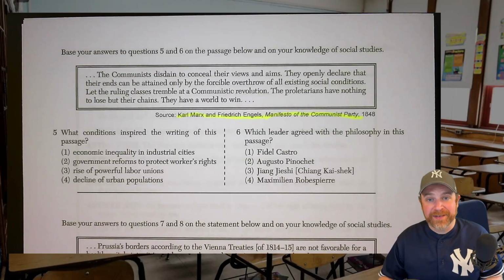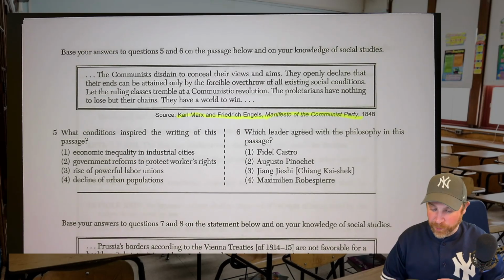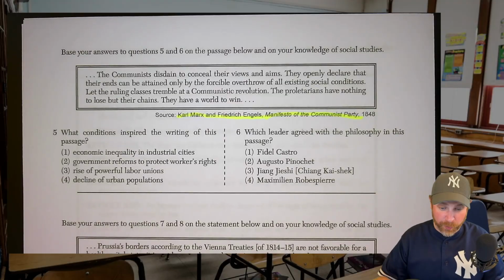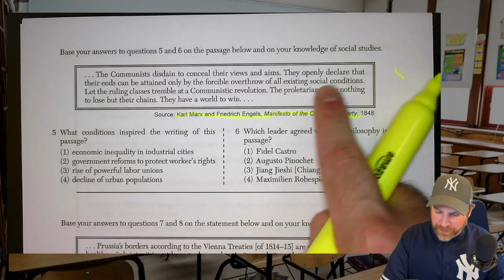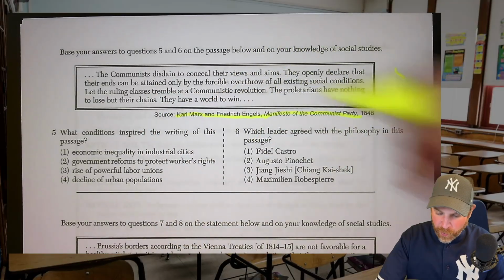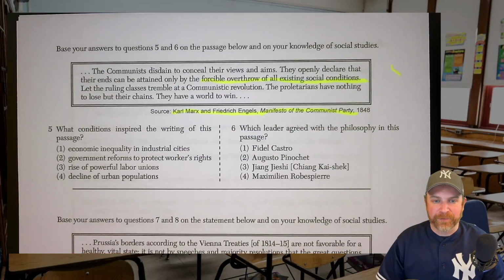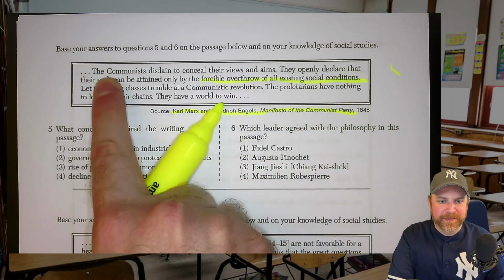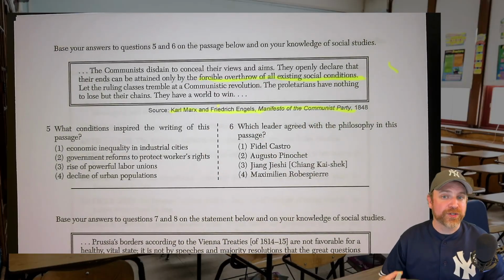Okay, maybe a good idea on paper, right? Because you're not going to have inequality, but a really hard thing to put into practice. So let's take a look at questions 5 and 6. But first, let's look at the source, right? The communists disdain to conceal their views and aims. They openly declare that their ends can be attained only by the forcible overthrow, there's that idea, of all existing social conditions, right? You can only achieve your goals by overthrowing the people that are in charge. No changes are going to happen unless revolution comes first.